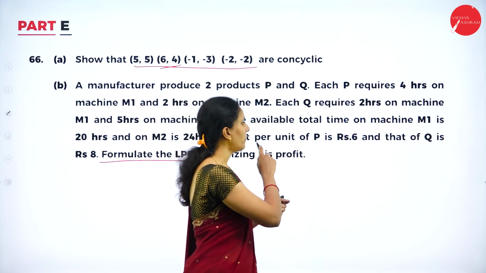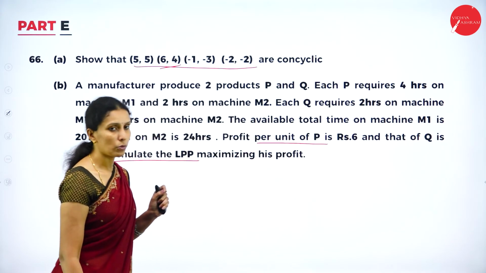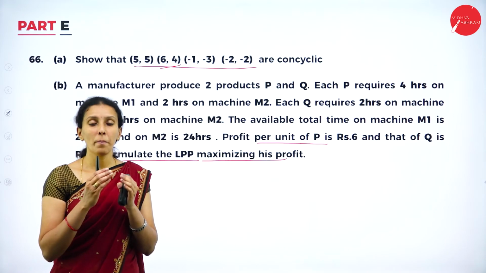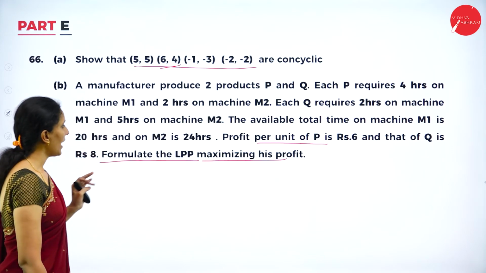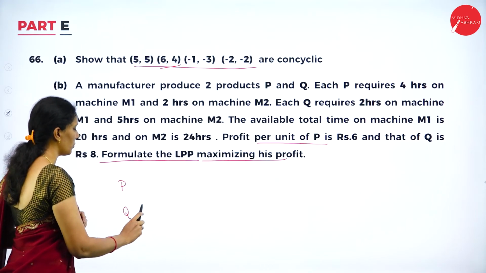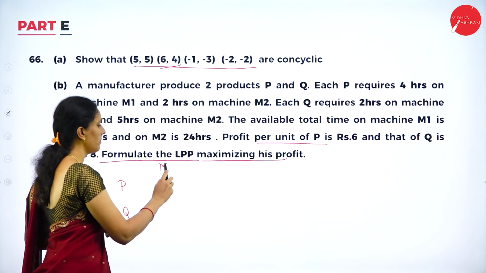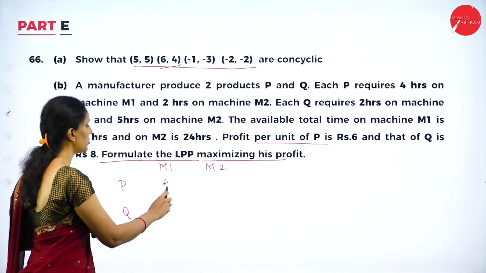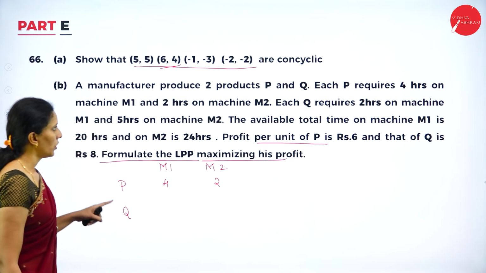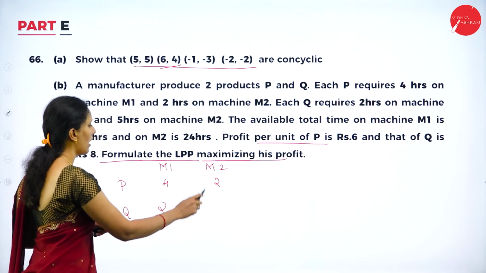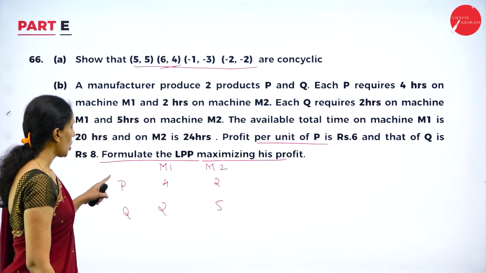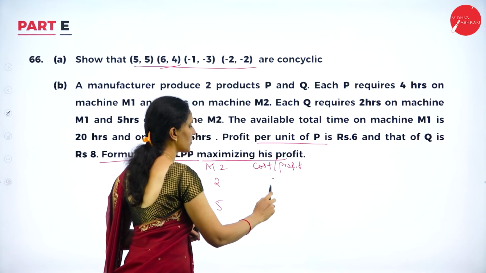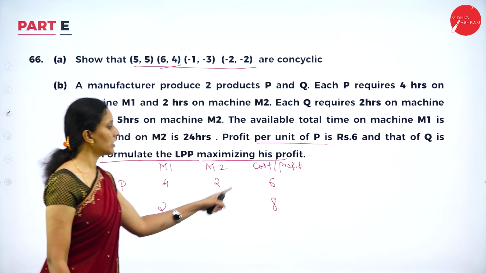So the profit per unit for P is rupees 6 and for Q is rupees 8. Therefore, my aim is to maximize the profit. So, what is my aim? That is to maximize the profit. So, let's write this. We have two products, one is P, another one is Q, and we have two machines, M1 and M2. P takes 4 hours for machine M1 and 2 hours for machine M2. Q takes 2 hours on machine M1 and 5 hours on machine M2. Now, here the profit we can take: that is 6 for P and 8 for Q.